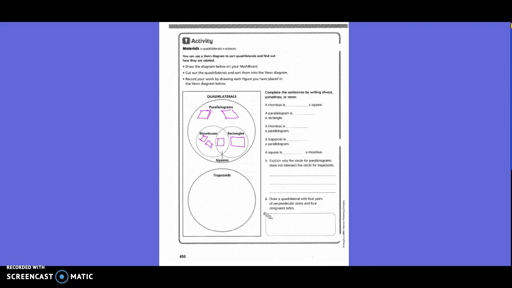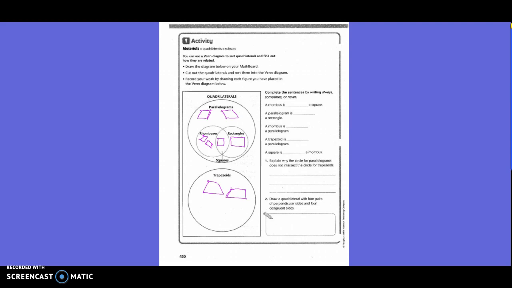Okay, and then a trapezoid has what? One pair of parallel sides, right? So I can have it like this. I could even have it to where it looks something like this. But all it has is one pair of parallel sides. And do the sides have to be equal? No. Okay? So using our diagrams, we're going to complete the sentences by writing always, sometimes, or never.